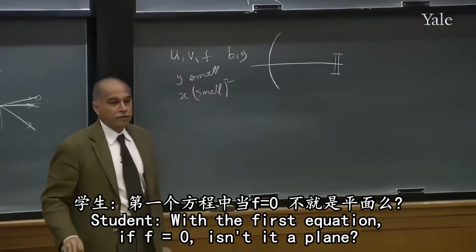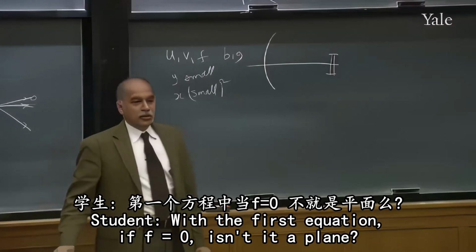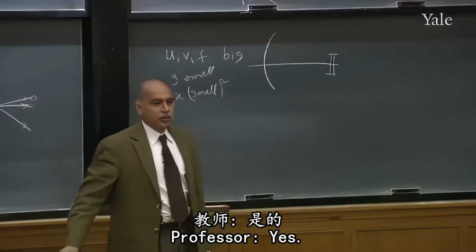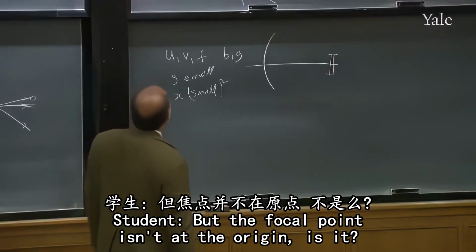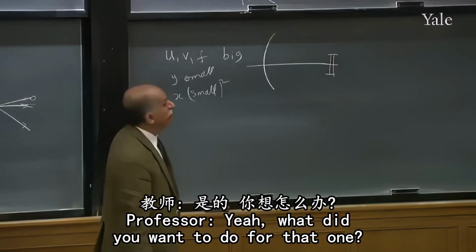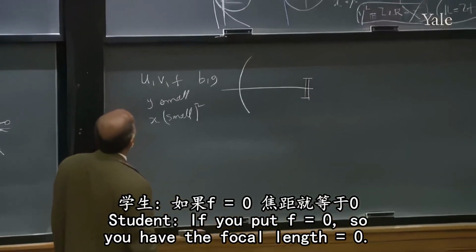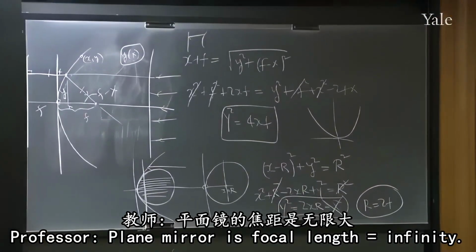With the first equation we had, if f is equal to 0, isn't it a plane? But the focal point isn't at the origin, is it? Because a plane mirror has no focus. What did he want to do for that one? If you put in f equal to 0, so you have the focal length equal to 0. Okay, but no, a plane mirror is focal length equal to infinity. Oh, it's the other way around.